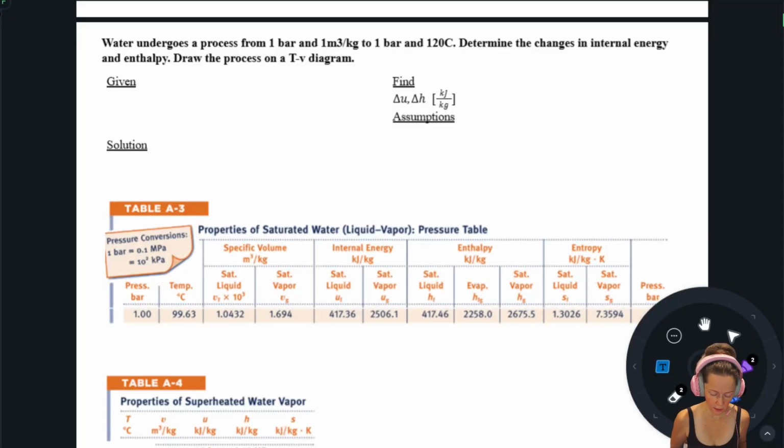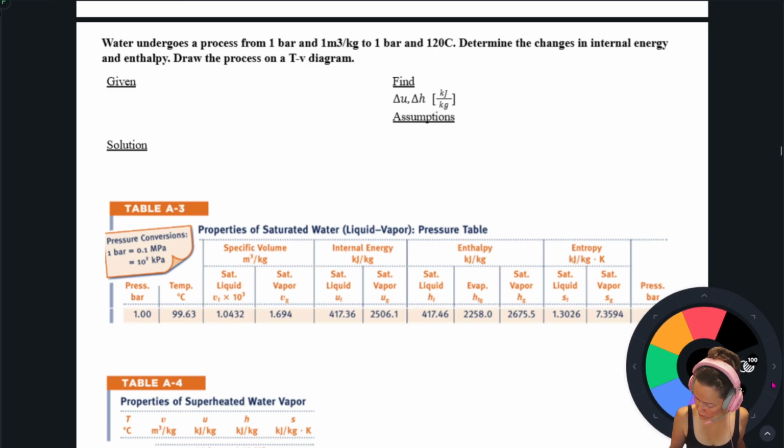All right, so we have water undergoing a process from 1 bar and 1 meter cubed per kilogram to 1 bar and 120 degrees Celsius. We want to figure out the changes in internal energy and enthalpy, and also draw the process on a T-v diagram. So let's go ahead and write what we do know.